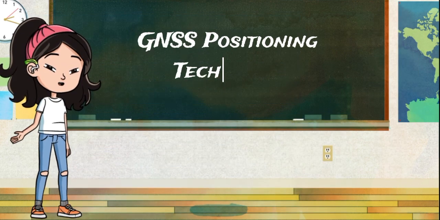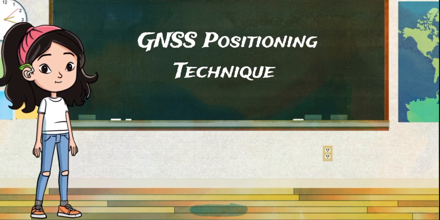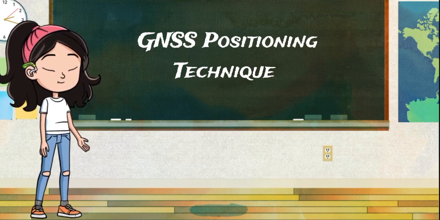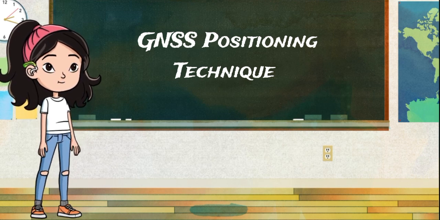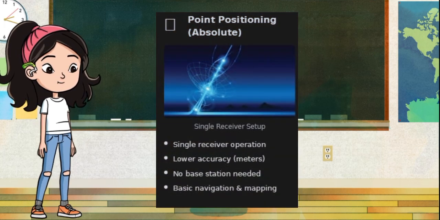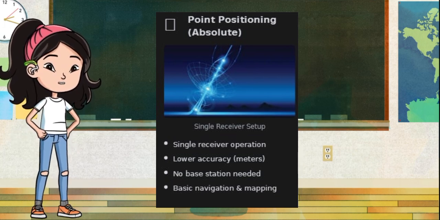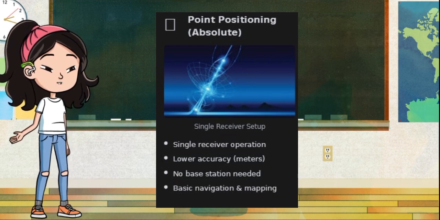Have you ever wondered what is the difference between point positioning, relative positioning, and kinematic positioning in GNSS surveying? Well, in this video, we are going to discuss it all. First, point positioning has a single receiver operation, low accuracy in meters, and no base station needed. This is for basic navigation and mapping.